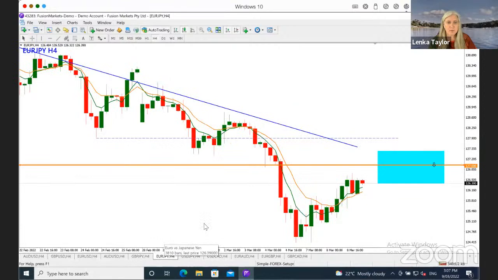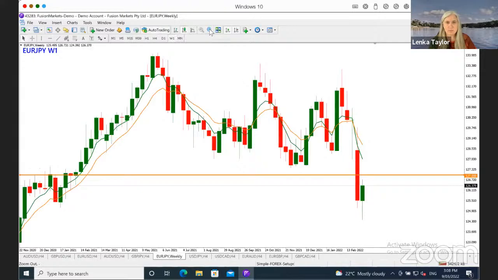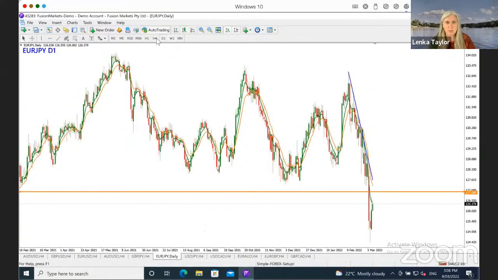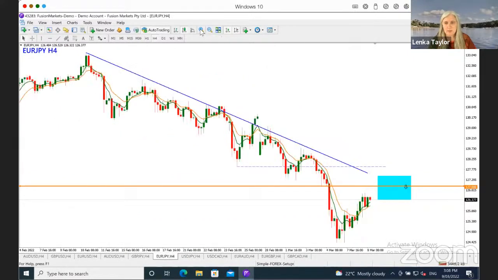Next currency pair, I'm looking at EUR/JPY. This one again, I'm looking for short. Where are we on the bigger time frame? We've broken through that support line, resistance that was there before. So I'm looking for, in a way, a retest of that now. Let's see what the price action looks like. If it does get into this area, then I would be looking for short.